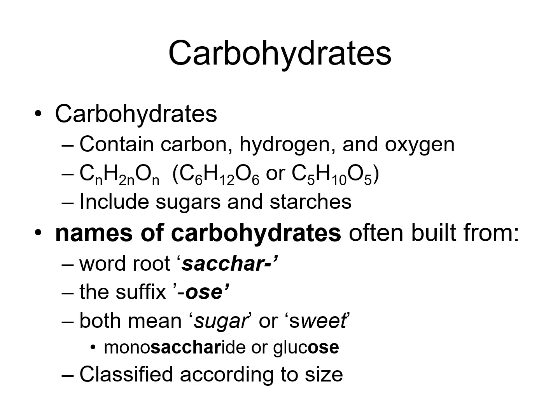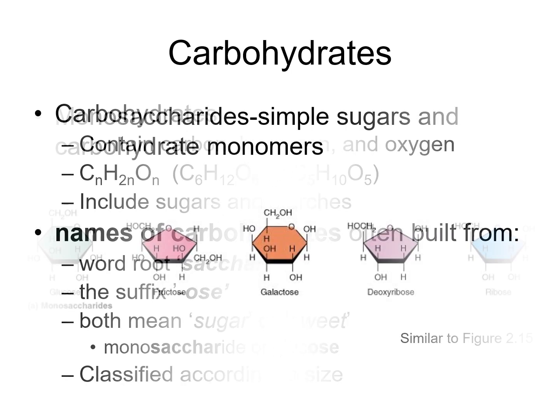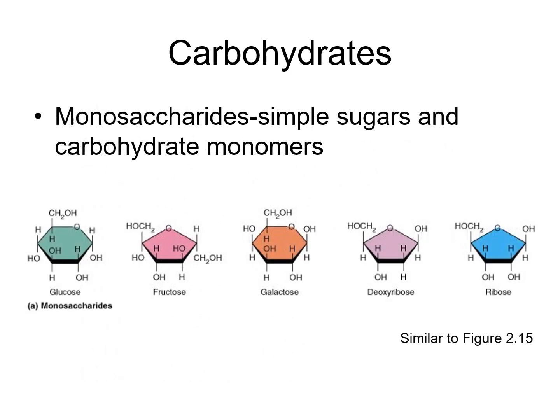Carbohydrates are classified according to their size. The smallest and simplest carbohydrate are the monosaccharides. Mono means 1, and monosaccharides consist of a single ring structure. All carbohydrates are made up of 1 or more monosaccharides. So monosaccharides are the monomers of all carbohydrates.